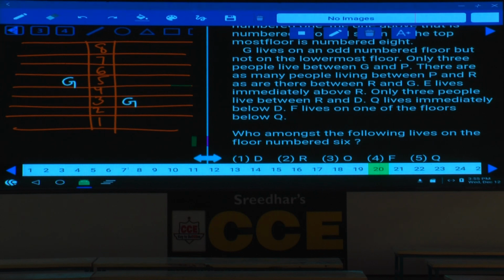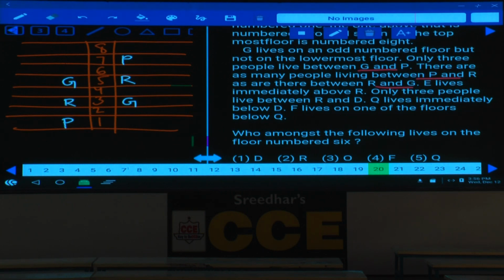Only 3 people live between G and P. As only 3 people live between G and P, now G is here and P is here, only 3 people between G and P. P can be on the first floor. And there are as many people between P and R as between R and G. That means R must be exactly in between P and G. Hence R must be at this place. Between P and R, how many persons? There is 1 person. Between R and G also there is only 1 person. And similarly here also, between P and R there is 1 person, and between R and G there is 1 person.